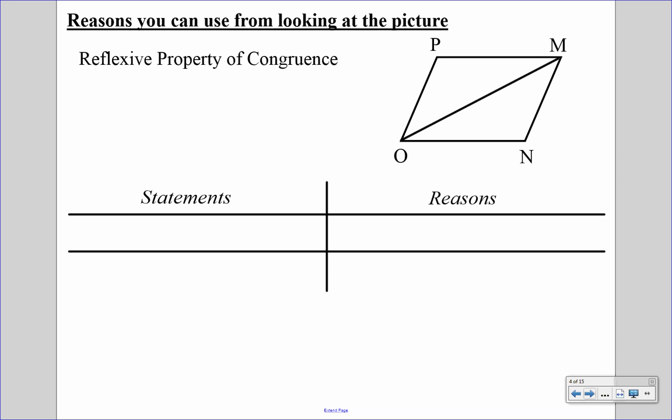So the first one is a reason that you can just look at the picture and draw on it: the reflexive property of congruence. If you look at this picture, these 2 triangles share a side. So we can put a dash right there, okay? So we can say that MO is congruent to MO. And that's our reflexive property of congruence. And that's how we take our symbols from our picture and write it into a proof.